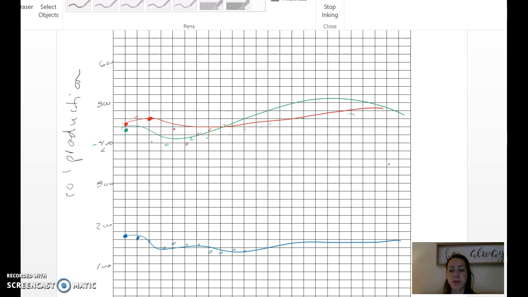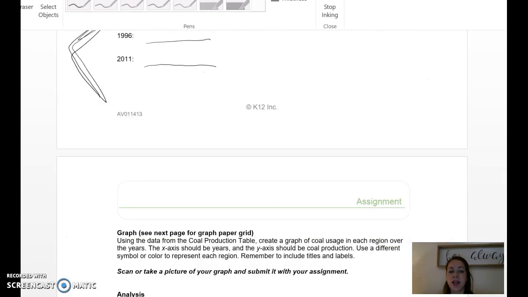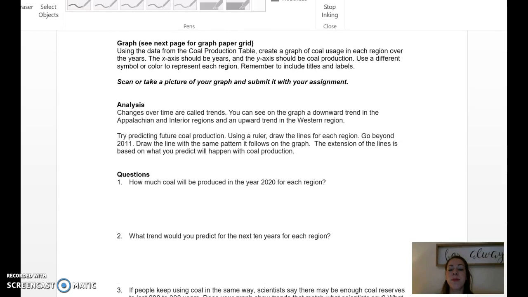Once you have the graph completed, feel free to rewind and watch this again since I went through it kind of quickly. But once you have the graph completed, it's time to do the questions to it. There's not necessarily a right or wrong answer, but just that you give some thought to it. So the first question, you need to answer for each region. I'm going to change my color back to black. Okay, each region. So you would answer for Appalachian, you would answer for Interior, and you would answer for Western.